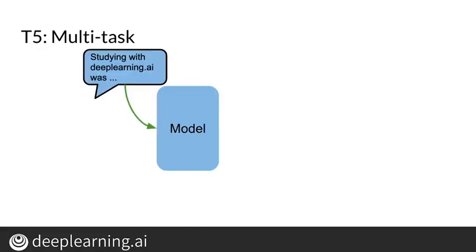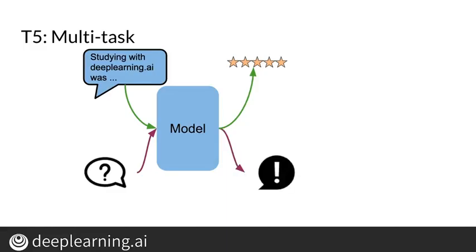So let's look at the multi task training strategy over here. So you have "studying with deeplearning.ai was..." being fed into the model and it gives you a 5-star rating. And hopefully it's a 5-star rating. And then you have a question, and then you get the answer. But the question here is, how do you make sure that the model knows which task it's performing? Because you can feed in a review over here, and how do you know that it's not going to return an answer instead? How do you know it's going to return a rating?